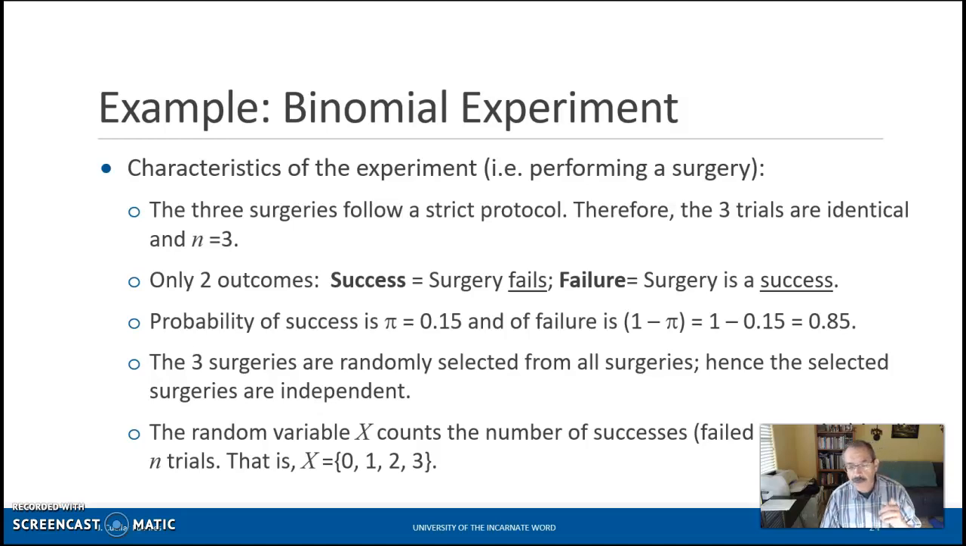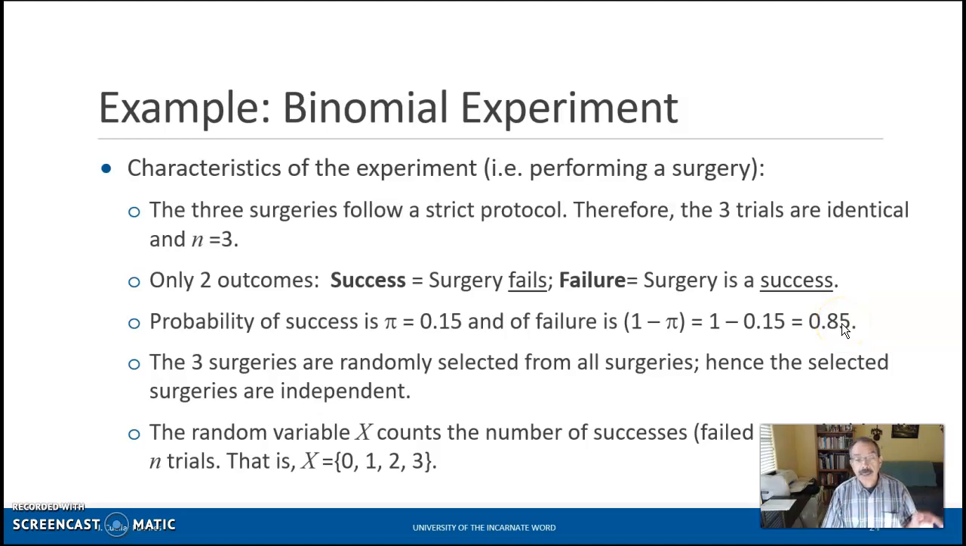And the probability of failure will be 1 minus pi. I'm sorry, pi is 0.15. The probability of failure is 1 minus pi, which is 1 minus 0.15, which is 0.85. This is what they gave us in the problem, because what we designated as success and what as failure is what we assign the probabilities to.